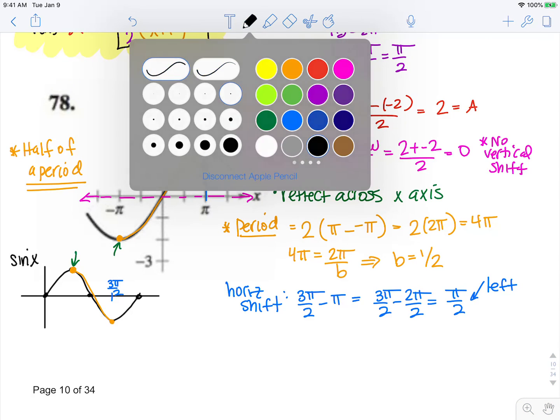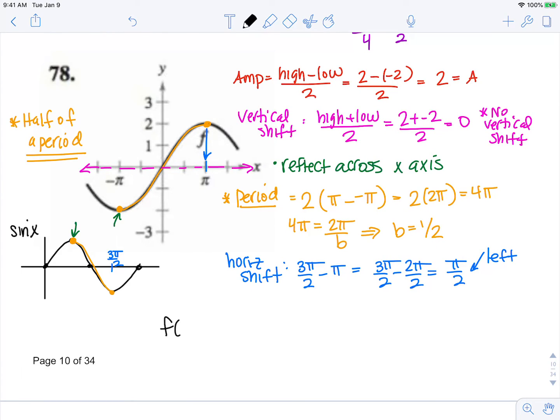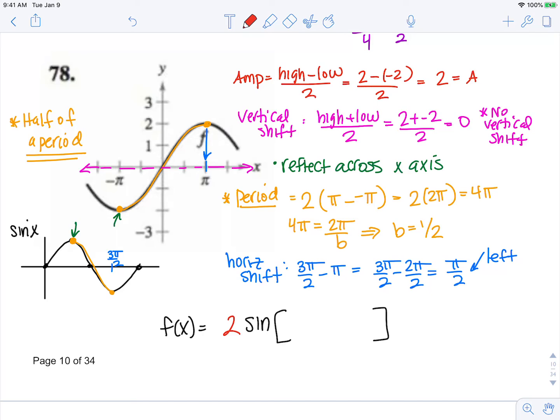Now I have everything I need in order to find my function. F of x is going to be sine of some stuff. So first, my amplitude is 2. There's no vertical shift. I'm reflecting across the x-axis. My b is 1/2. And I go left pi over 2. So sometimes we can still find the equation even if we only see half of a period graph.